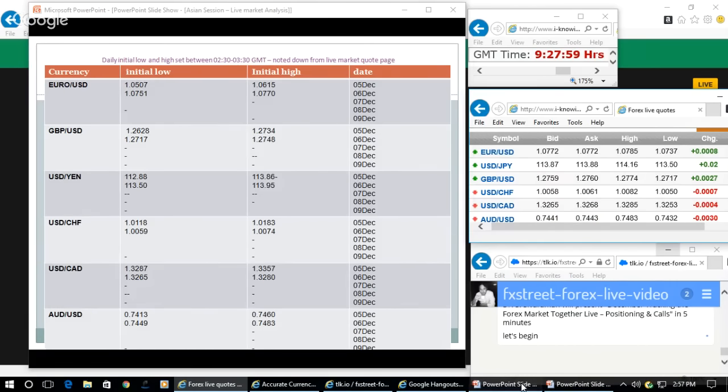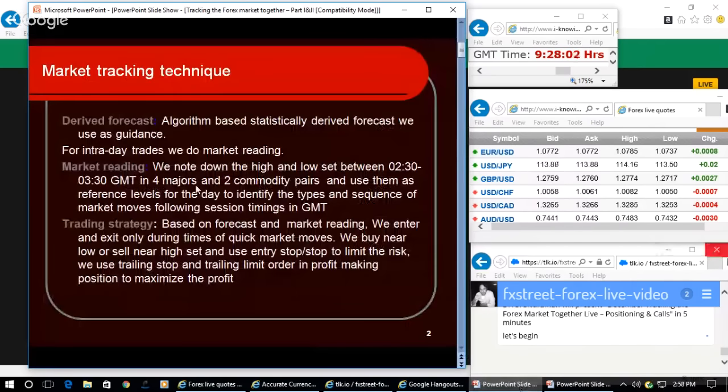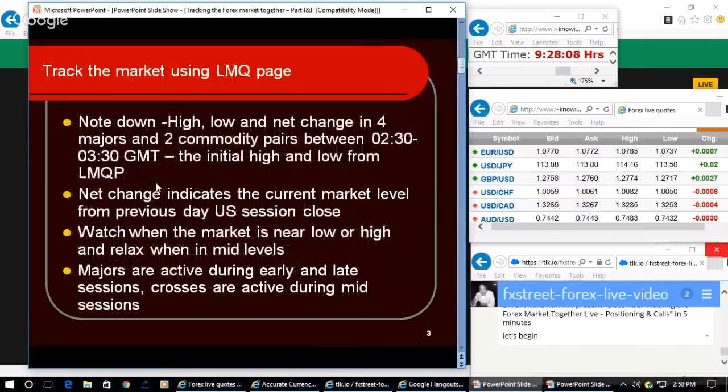Now we will see how to take the trading decision. In the market reading, we note down the initial lows and the highs around 3:30 GMT and note down the net change also, whether it is positive or negative. Now you find that euro, GBP as well as USD are in positive net change. That means the players are handling the crosses by making contrarian moves. Euro and GBP are showing the USD weakening move. USD is showing the USD gaining move as a contrarian move, because all the three are showing positive net change.